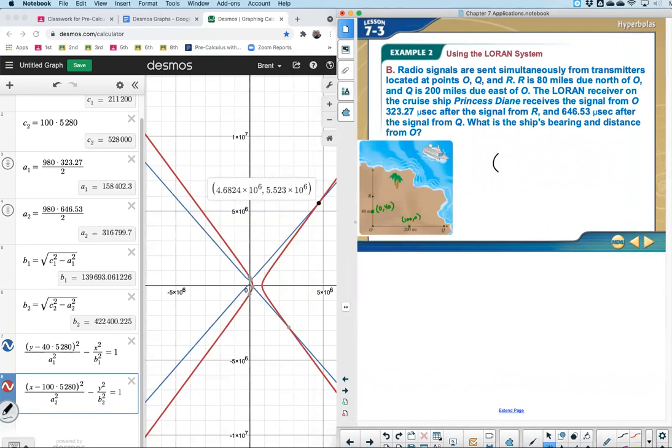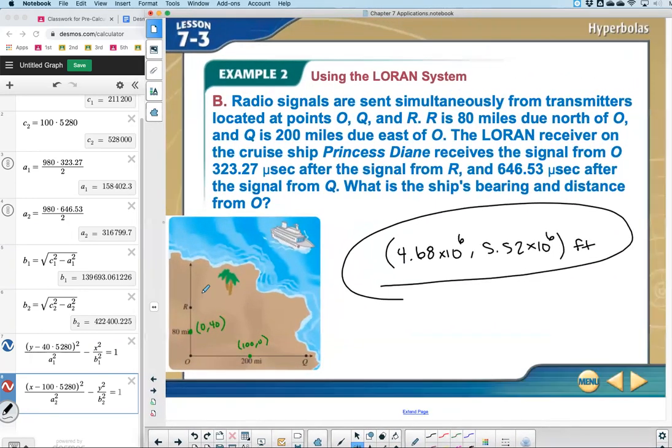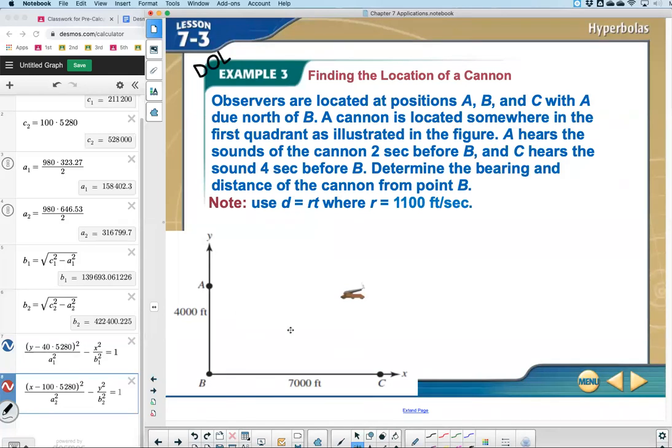Now, if you followed directions and been doing exactly what I've been doing, let me just say 4.68 times 10 to the 6th and 5.52 times 10 to the 6th in feet. That would be the location of the boat here on this one. If you've been following along with what I've been doing, you'll be able to do your DOL really quickly because it's the exact same problem. I've just swapped some values around.